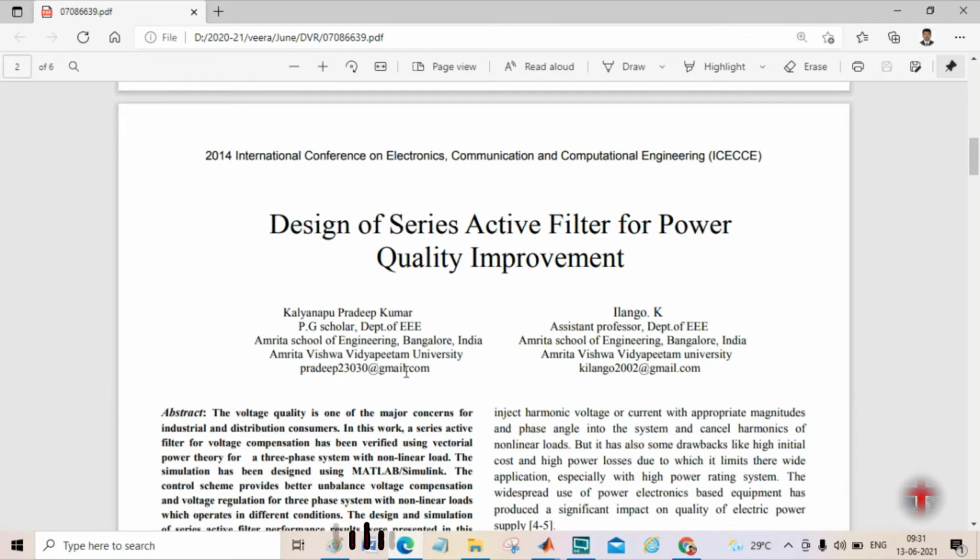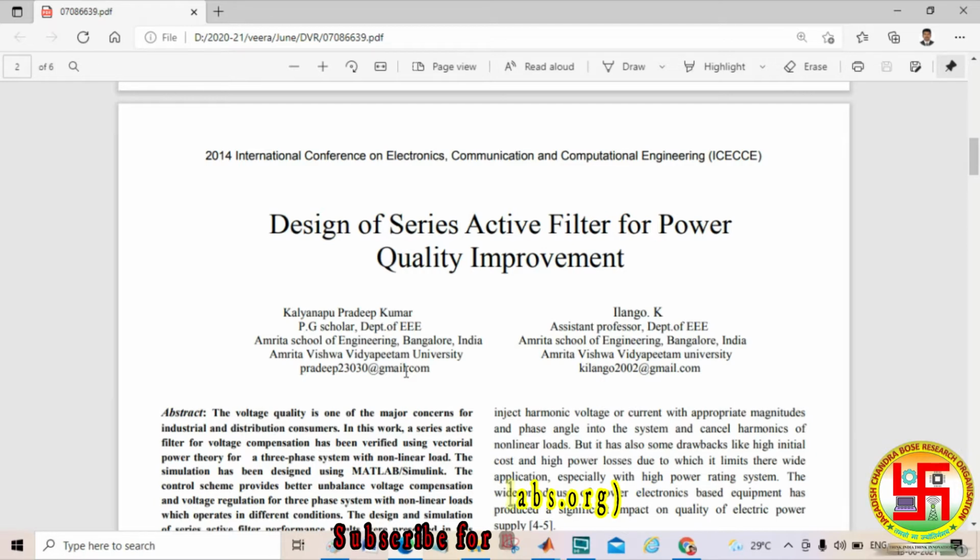In today's session, we will discuss the design of a series active power filter for power quality improvement. We discussed several power quality problems previously, like voltage sag, voltage swell, and voltage transients. To mitigate those power quality problems or harmonics, we have a set of FACTS devices.